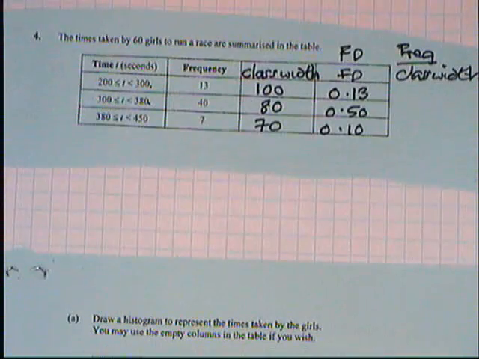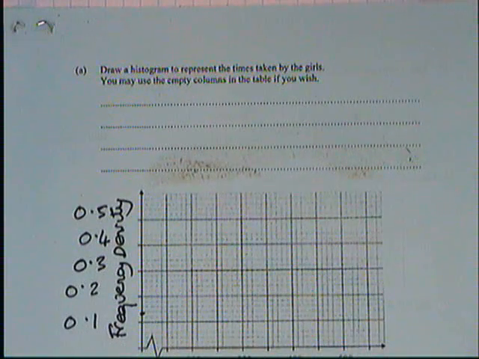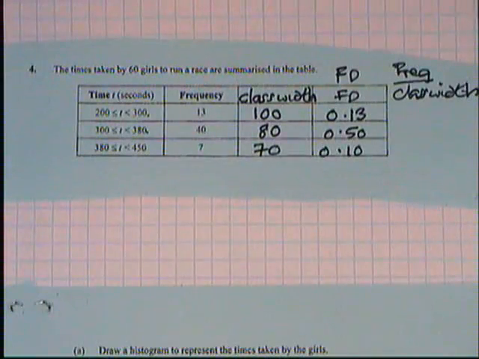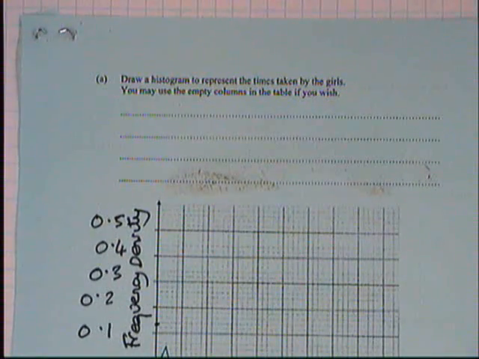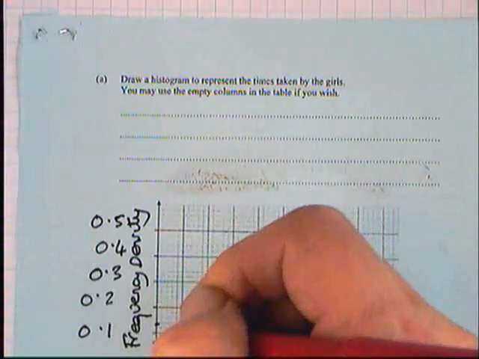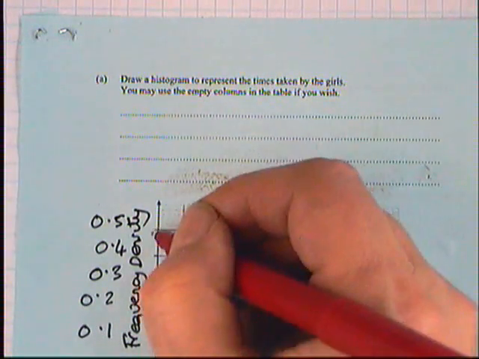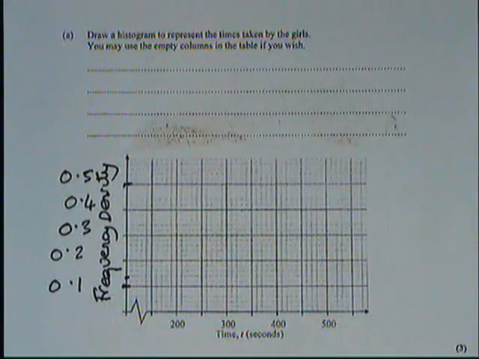So the first one is 0.13. I'll just put a little dot there at 0.13, which will be about there. That will help me draw the bars. I'm going to put a little dot at 0.5, which is all the way up here: 0.1, 0.2, 0.3, 0.4, 0.5. And a little dot at 0.1. And there are the 3 dots.